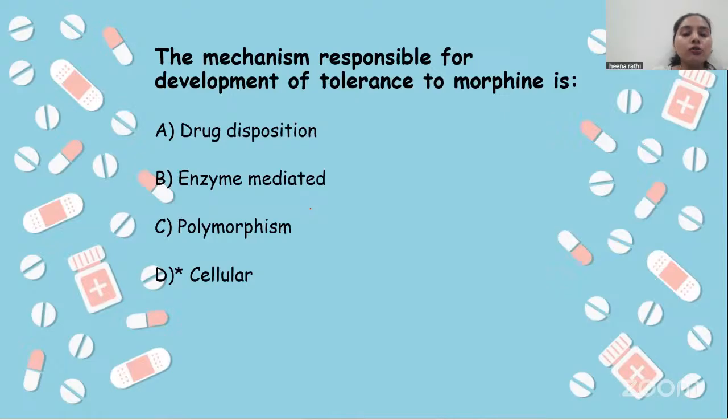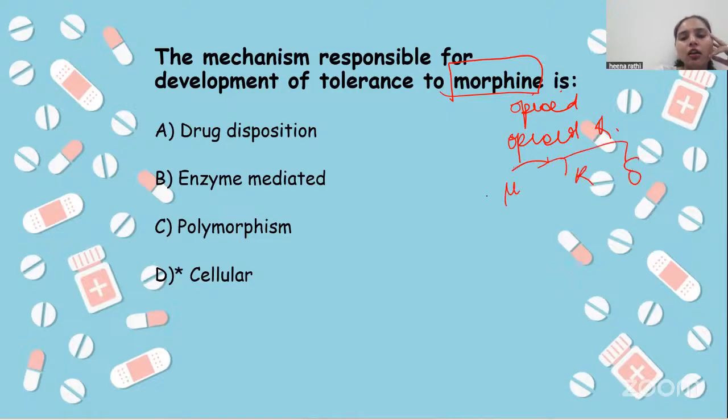Second question: the mechanism responsible for the development of tolerance to morphine. What is morphine? Morphine is an opioid. Morphine acts through the opioid receptors. There are different types of opioid receptors: mu, kappa, and delta. Mostly they have affinity for the mu receptor, and lesser affinity for the kappa and delta receptors.